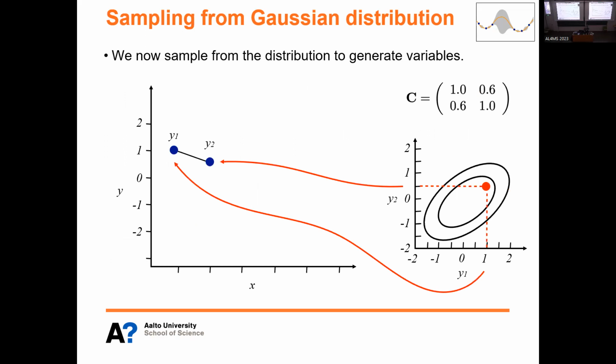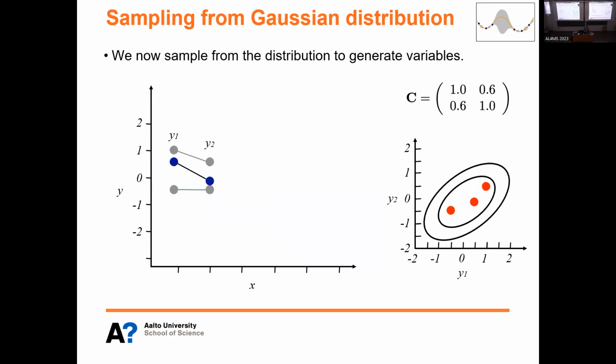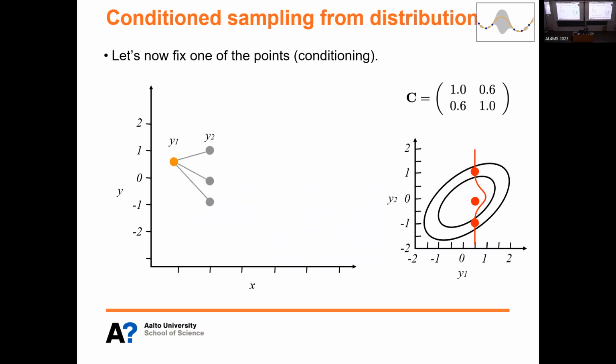When we are sampling from the distribution, it's a 2D Gaussian, so we are getting values for both y1 and y2. And we can sample the distribution multiple times. Now, if we pick a sample and look at the value of y1, then we are still uncertain of the value of y2, but we have a distribution of the most likely values of y2.